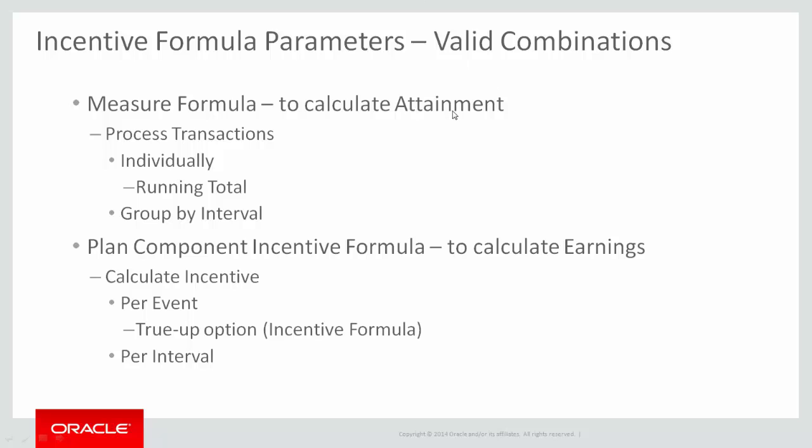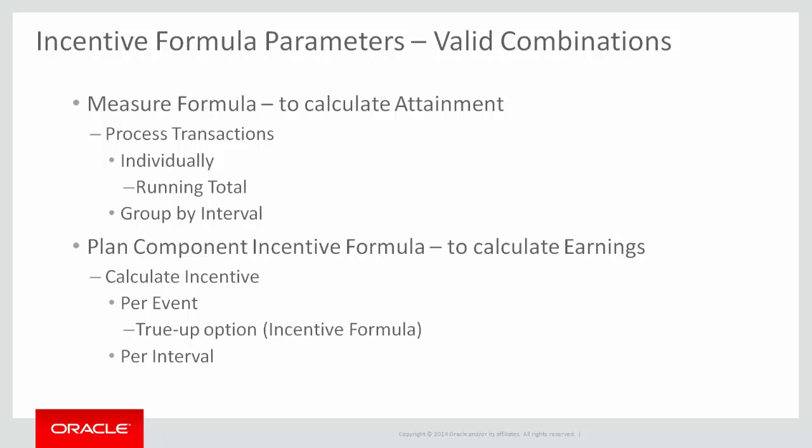So that's to calculate the attainment. The incentive formula is used primarily to calculate the earnings. How much commission am I going to be paid? How much is the bonus amount going to be, etc.? What's actually going to be paid? So the measure, going back, I'm going to jump from top to bottom a little bit. The measure formula is used to calculate the attainment or your achievement level, where the incentive formula is used primarily to calculate the earnings, how much is going to be paid. So that's how to think about when to use which one of those.